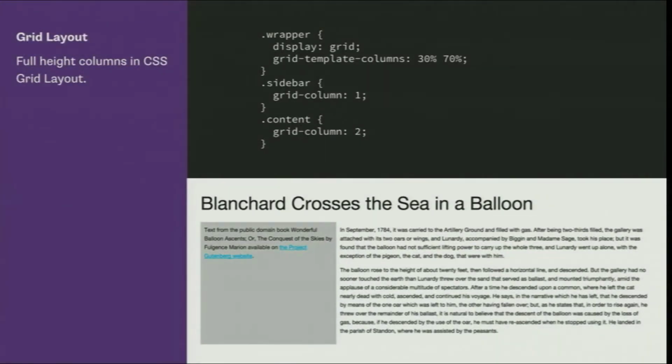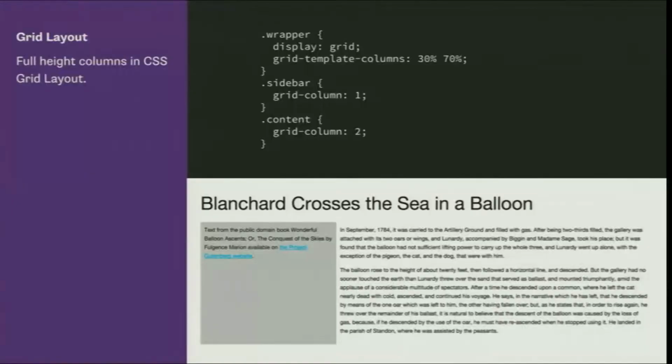This is the same example, but using CSS Grid Layout. So I've created a grid on my wrapper element. I've positioned my sidebar using line-based positioning, starting at column line 1. My content starts at column line 2. And in all of these examples of new layout, this idea of elements understanding themselves in the context of a wider layout is really important.